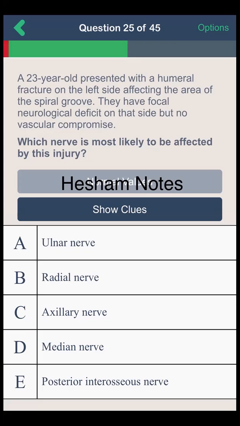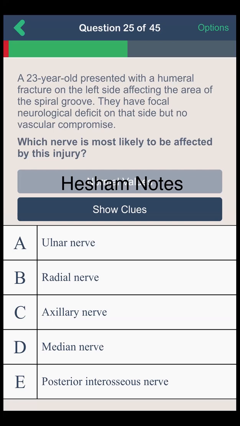Okay, another one. This question. A 23 years old presented with a humerus fracture on the left side affecting the area of the spiral groove. They have focal neurological deficit on that side, but no vascular compromise. Which nerve is most likely to be injured? So most probably the injury is in the radial groove, so it's a radial nerve injury. Yes, excellent.